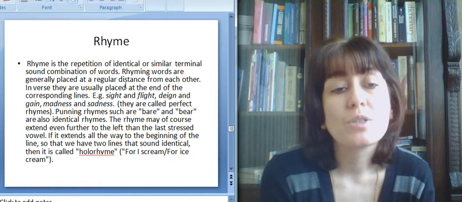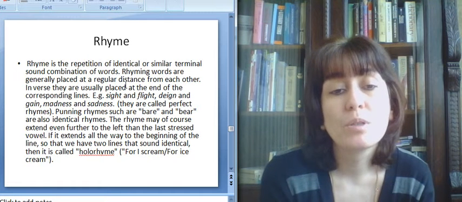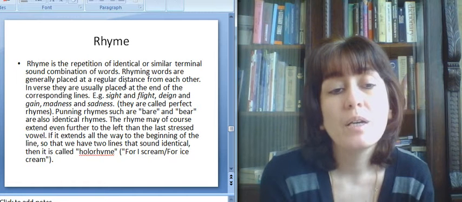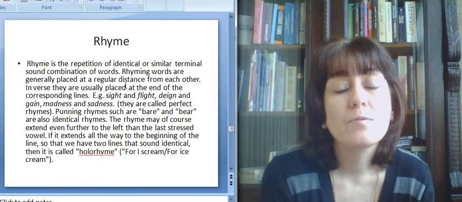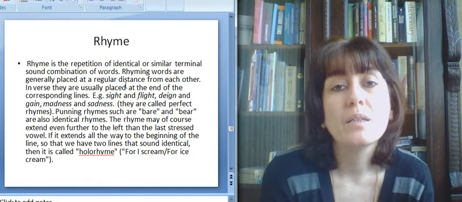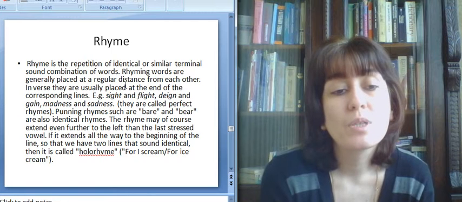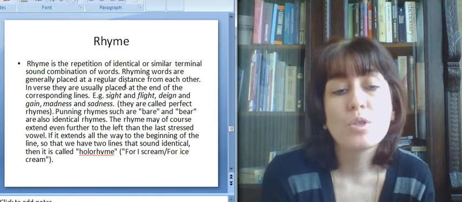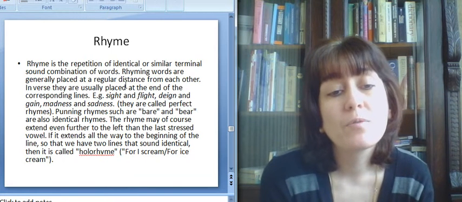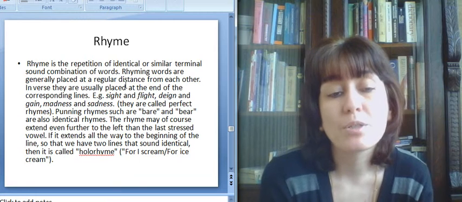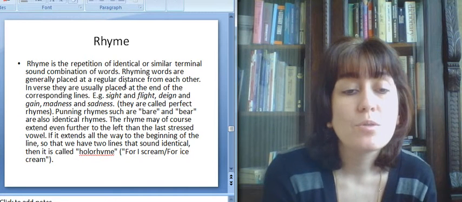Rhyme is a repetition of identical or similar terminal sound combination of words. Rhyming words are generally placed at a regular distance from each other. In verse, they are usually placed at the end of the corresponding lines. For example, sight and flight, gain and gain, madness and sadness. They are called perfect rhymes. Punning rhymes such as bear and bear are also identical rhymes.